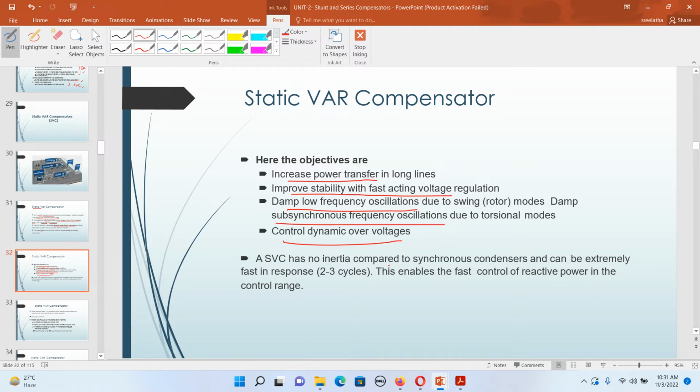An SVC has no inertia compared to synchronous condensers and can be extremely fast in response, in 2 to 3 cycles. And one more thing, girls, whenever we are discussing compensation, we have to know how fast they can provide compensation, which is also very important. Some synchronous condensers have some inertia, right? So they take some time to start on.